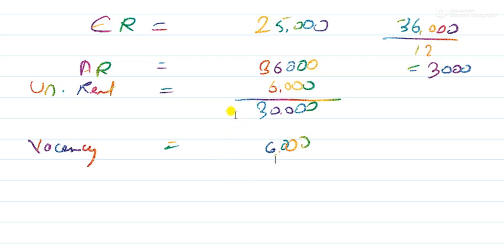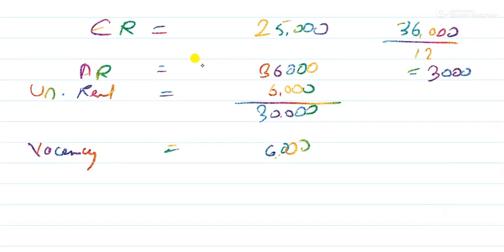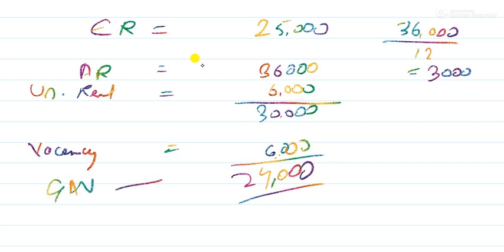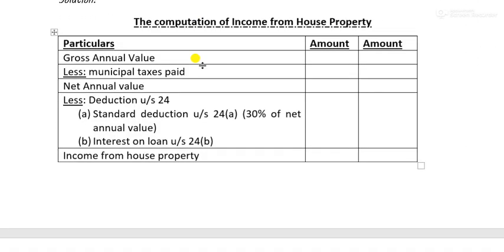So here what is the case? Here this is the second case. Whatever I told just now, it is the second case because after deducting unrealized rent, the amount is still more than expected rent, so vacancy will be considered. 30,000 minus 6,000 is 24,000. So my gross annual value will be 24,000. Clear? Gross annual value 24,000.